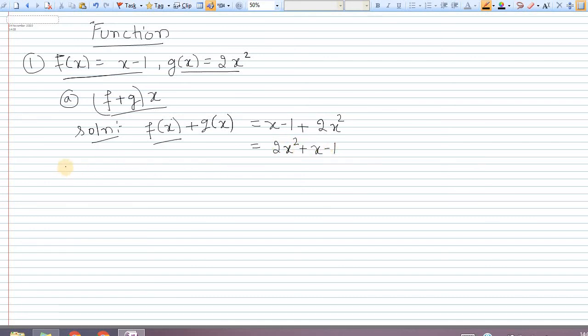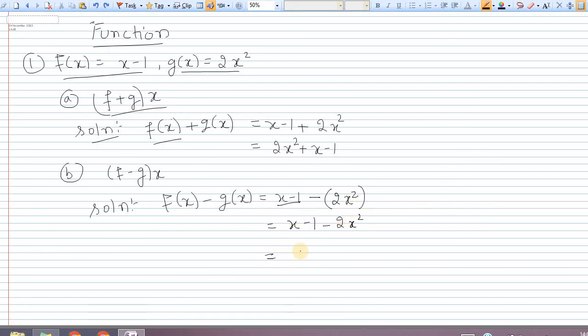Okay, so our next part is now we will subtract it. So (f minus g)(x). So our answer will be f(x) minus g(x). So it would be x minus 1, that is our f(x), minus g(x), that is 2x square. So it would be x minus 1 minus 2x square, and hence minus 2x square plus x minus 1.